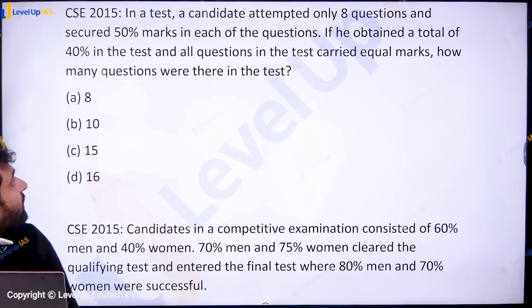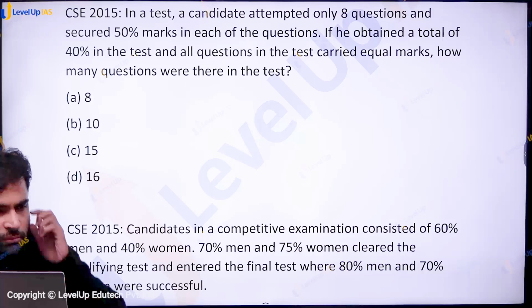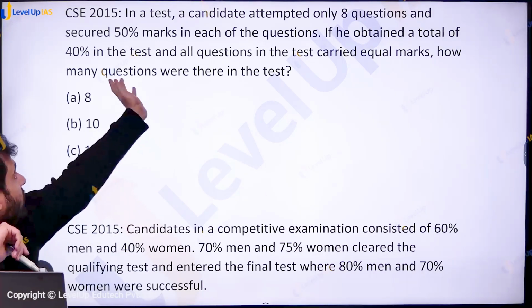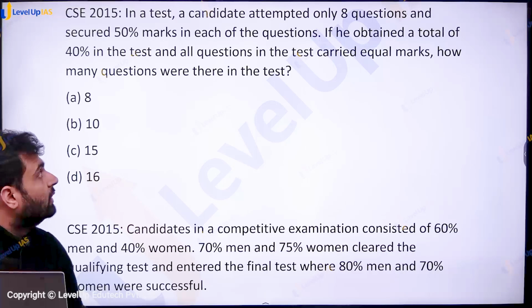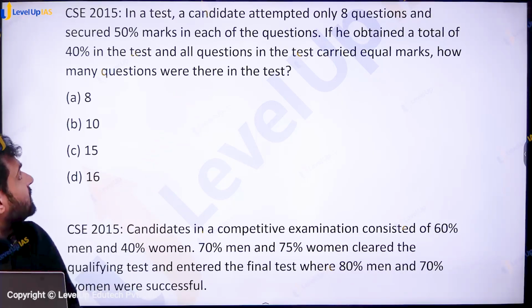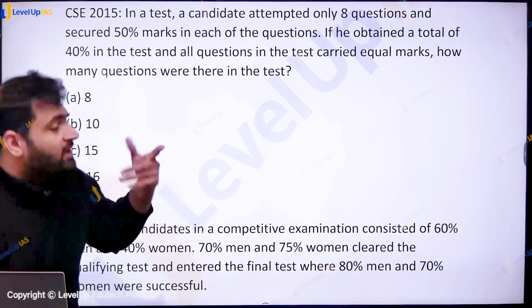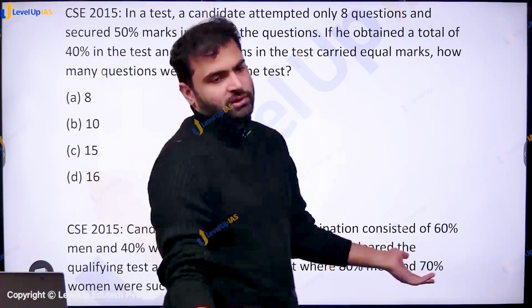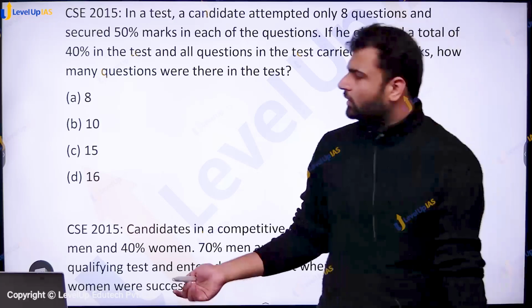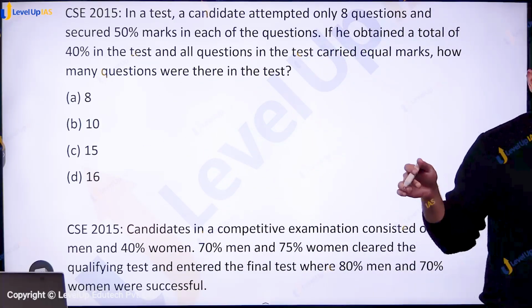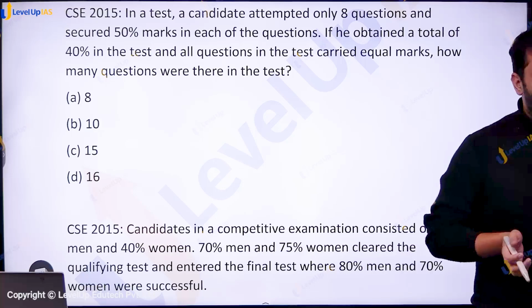Candidate attempted 8 questions. Some number of questions is not given; maximum number of questions, that is what they asked. What, how many questions were there in the test. They are saying she attempted 8 questions and secured 50% marks in each of the questions. You can assume anything, like let us say each question was of 10 marks for simplicity. So he got 5 marks in each question out of 10. So 5 into 8, 40 marks he got.